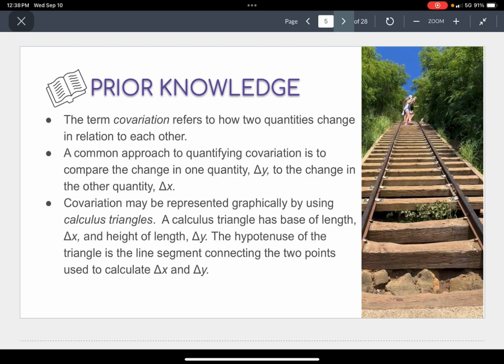Covariation may be represented graphically by using calculus triangles. A calculus triangle has base of the length delta x, that horizontal change, and height of length delta y, that's the vertical change. The hypotenuse of the triangle is the line segment connecting the 2 points used to calculate delta x and delta y.